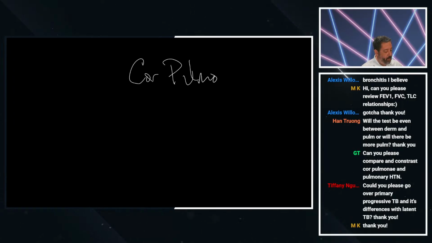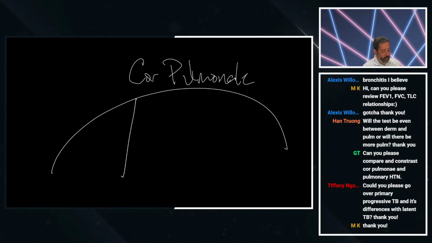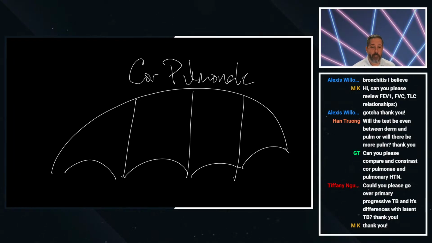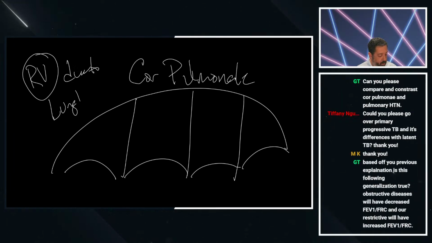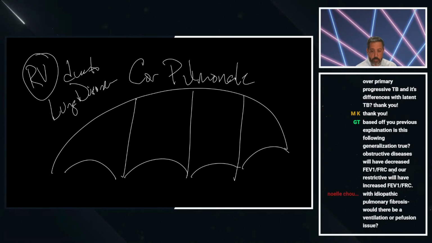Cor pulmonale is an umbrella term, it's like we're drawing a penguin here, right? Or Wednesday, whatever show you're watching. So it's an umbrella term that encompasses a bunch of different disorders. The key thing is it's disorders that cause right ventricular failure due to a lung disorder.